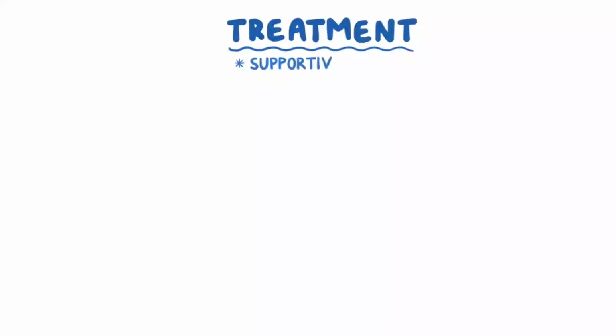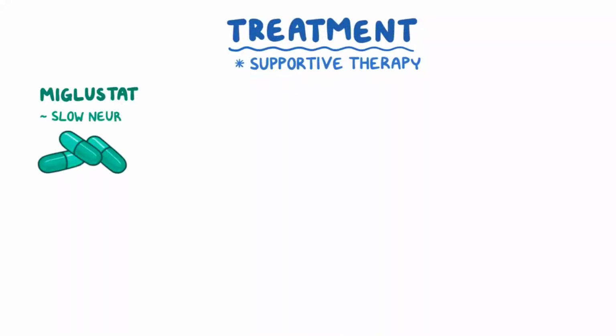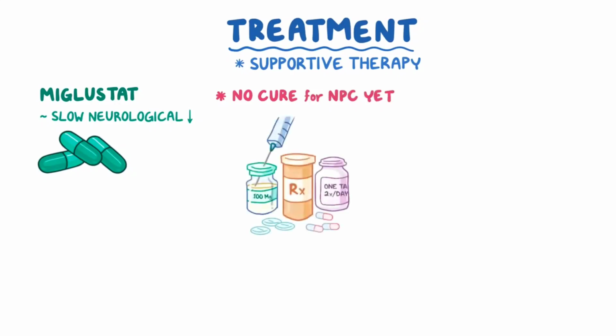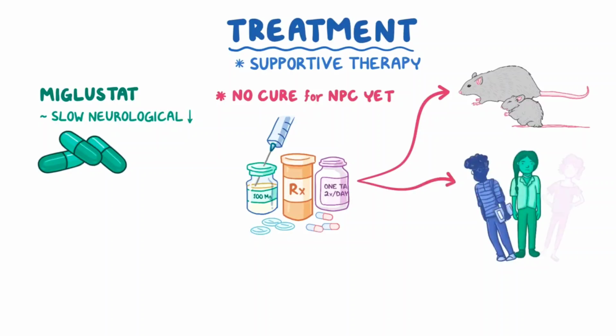Treatment involves supportive therapy, and in many countries, miglustat is used to slow neurological decline. Even though there is no cure for NPC yet, research is going strong, and several medications that target different steps in the pathology of NPC have shown promise in animal models of the disease and have progressed to clinical trials in humans.